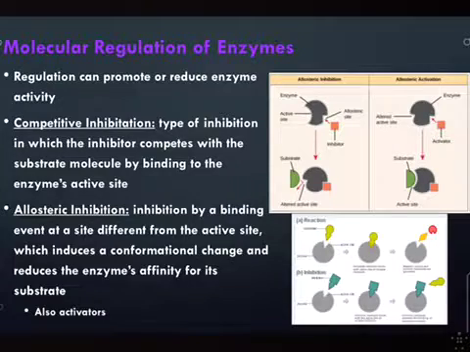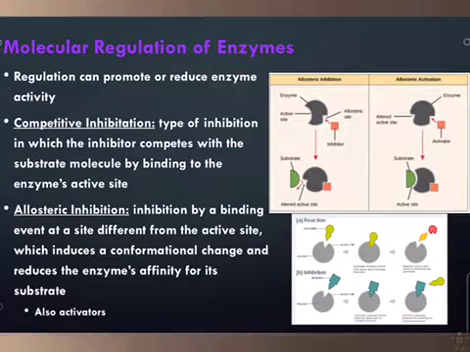So regulation can either promote or reduce enzyme activity. Competitive inhibition is a type of inhibition. If something's inhibited, does it work or not? It does not. So a competitive inhibitor is a type of inhibition in which the inhibitor competes with the substrate molecules by binding to the enzyme's active site.